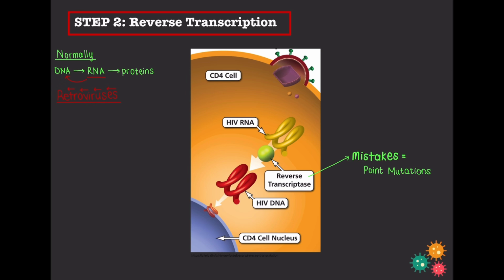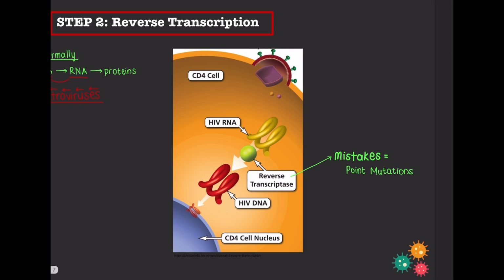So, after HIV enters the cell, it uses reverse transcriptase to convert RNA into DNA, which is a crucial step in the virus taking over the host cell's machinery and continuing to replicate.